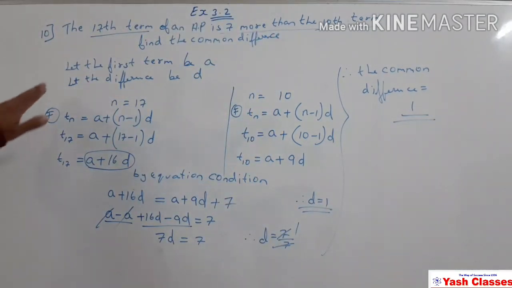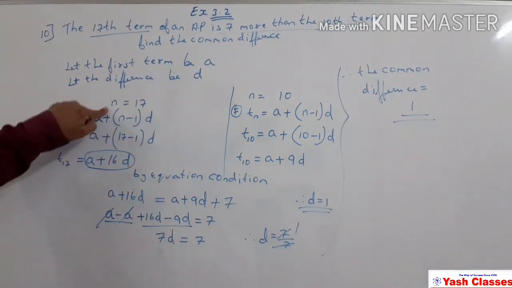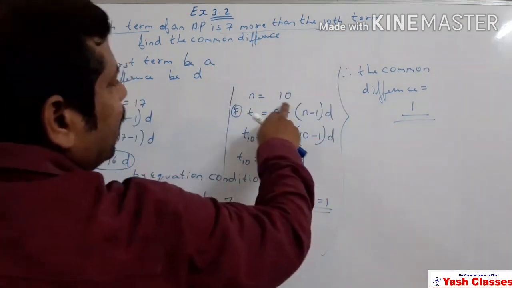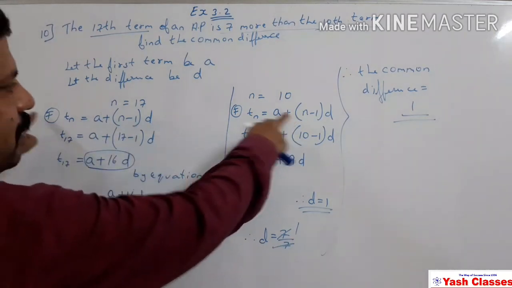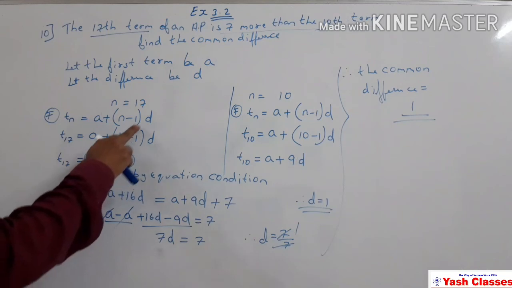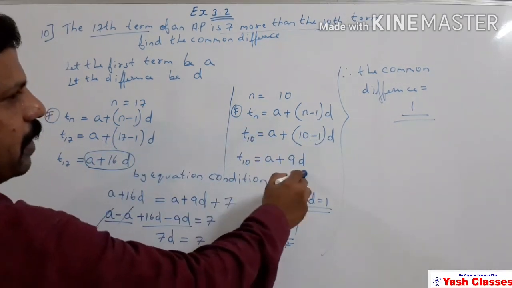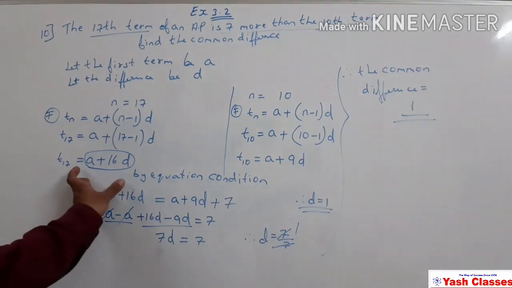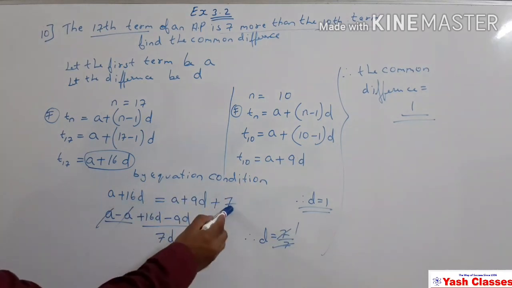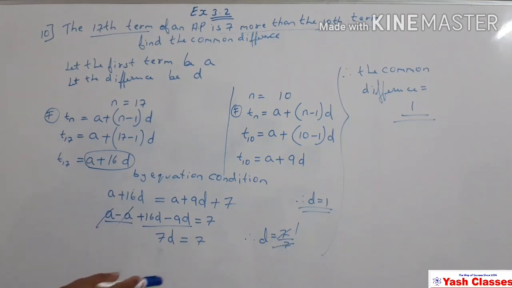Again, I am explaining this. First term we don't know. We have taken A and the difference is d. Now here the 17th term, n is 17, and 10th term, n is 10. Formula: a plus 16d here, a plus 9d. You have to take a plus 16d and a plus 9d here, and plus 7 is 7 more than, and then you will get d is equal to 1.